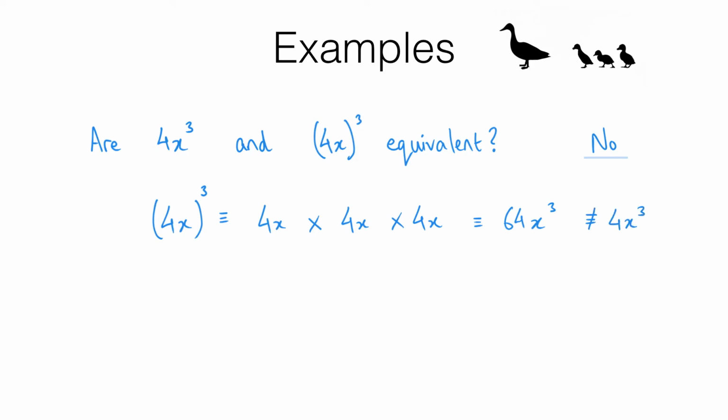So, what's the reason for the difference? Well, in the case of 4x cubed, what we've actually got is 4 multiplied by x cubed. Only the x is being cubed. Only the x is being raised to that power of 3. If you compare it to this expression, the 4 is also being raised to the power of 3. It's also being cubed. And that's where the 64 comes from. Let's get into the examples.